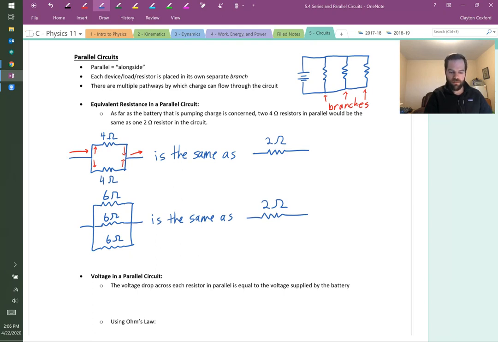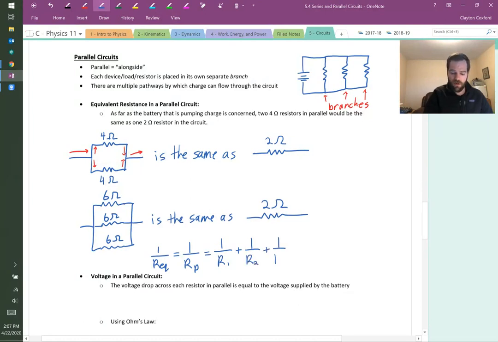So in general, this is what we can say about equivalent resistance. It's a complicated expression, and it will just take some practice to be able to use it and understand exactly what's going on with it. But here's what we'd say: 1 over the equivalent resistance for parallel circuit elements is equal to 1 over the first resistance plus 1 over the second resistance plus 1 over the third resistance, plus keep going.